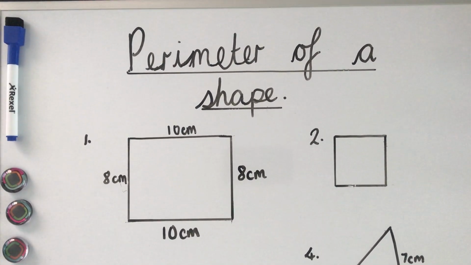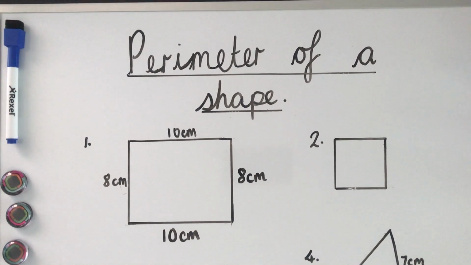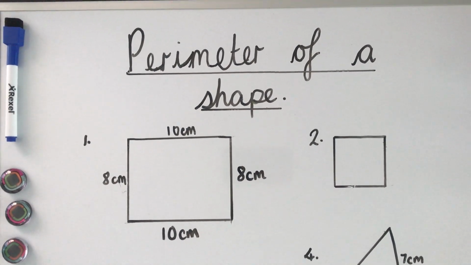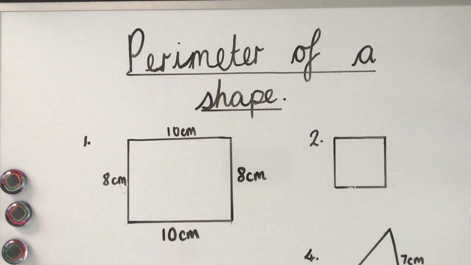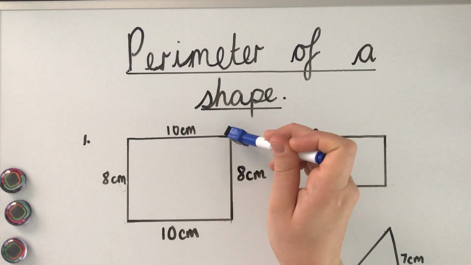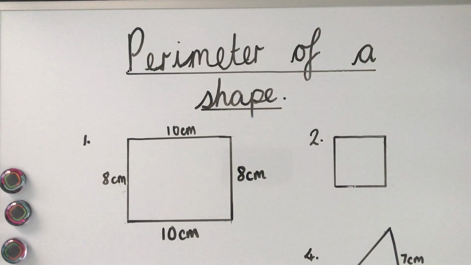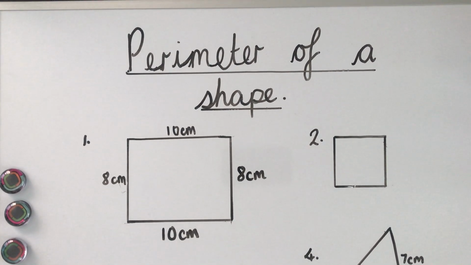So this is one of the maths videos for your maths tasks this week, which is all about finding the perimeter of a shape. Now the perimeter, which is this word here, is the distance around the outside of a shape. Okay, so to find the perimeter, you need to add up the lengths of all the different sides.